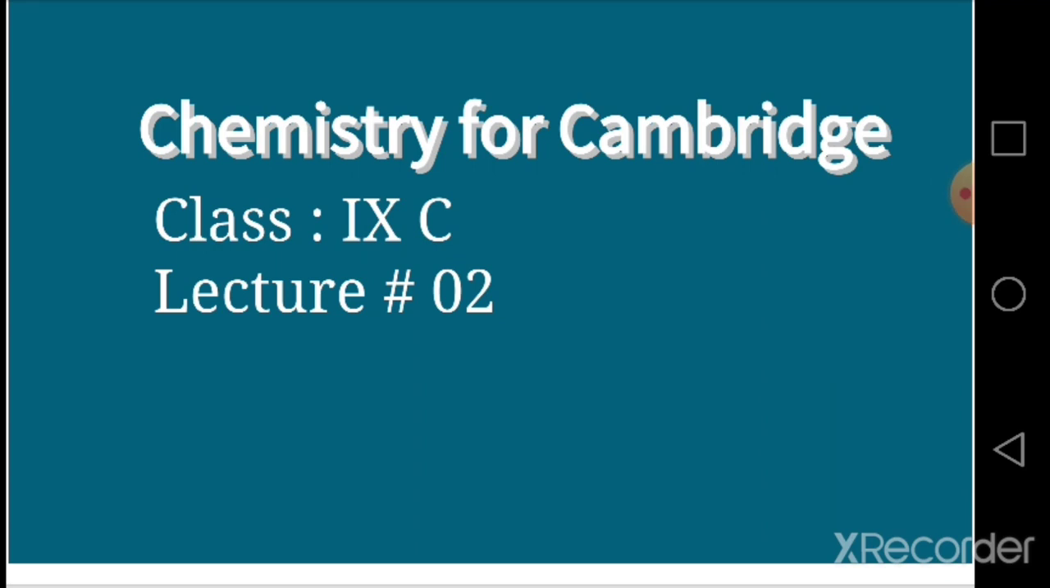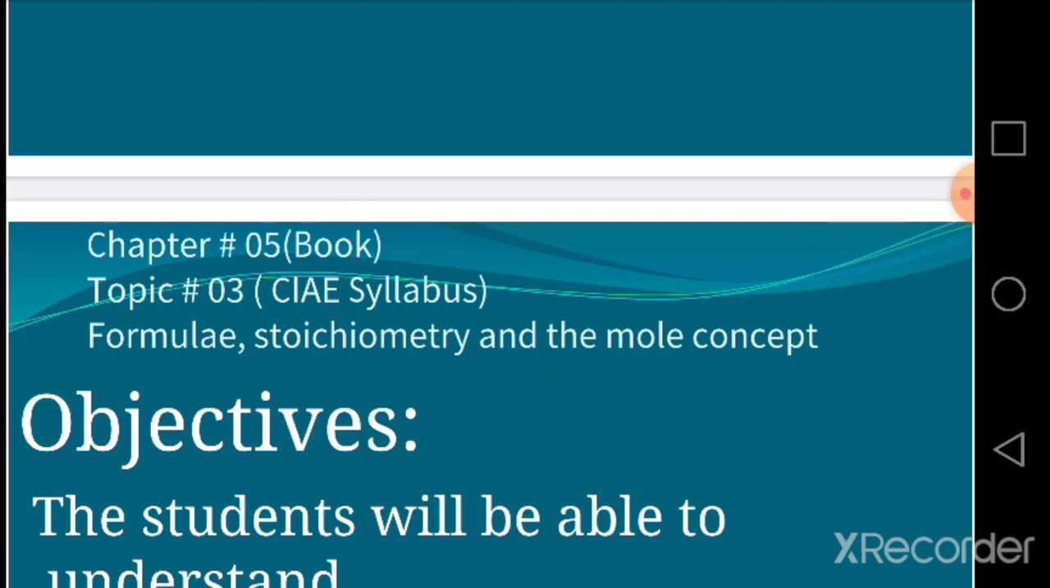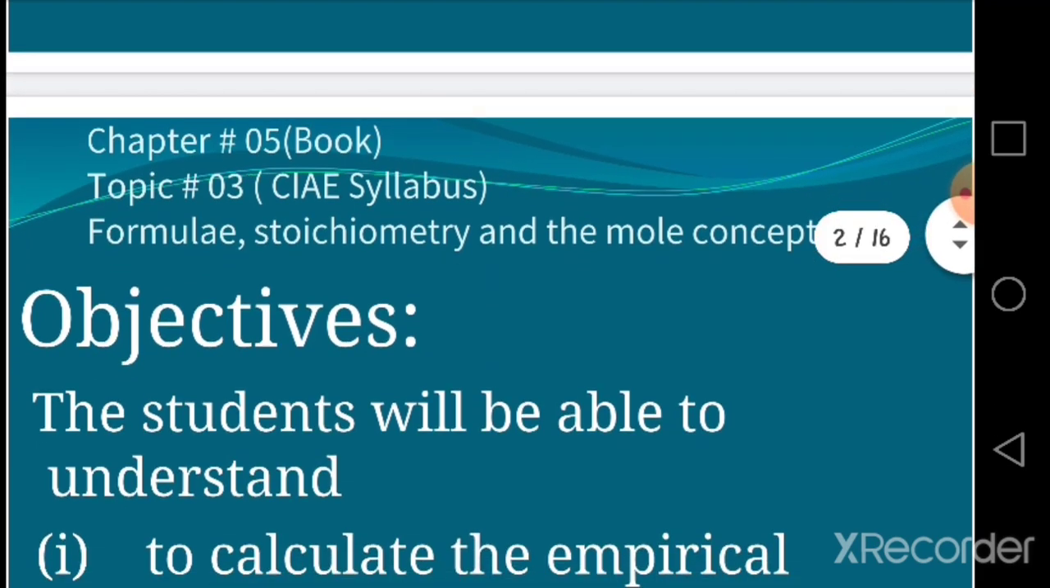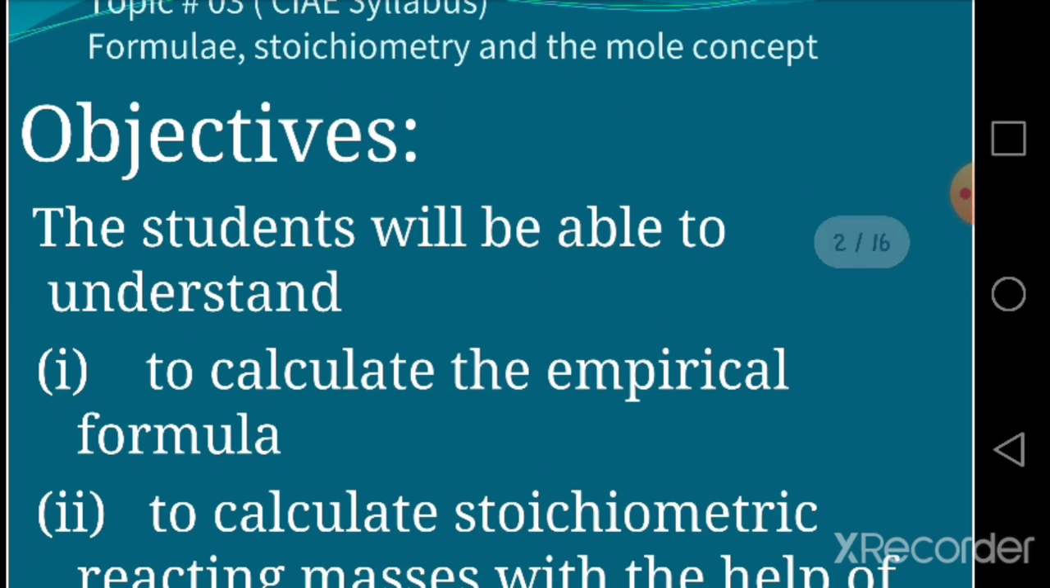This is your chemistry class, lecture number 2, and this lecture is from your chapter number 5 according to your book, and topic number 3 according to the CIE syllabus. The topic is formula, stoichiometry, and the mole concept. Dear students, the objective for this lecture 2 is to understand how to calculate the empirical formula.